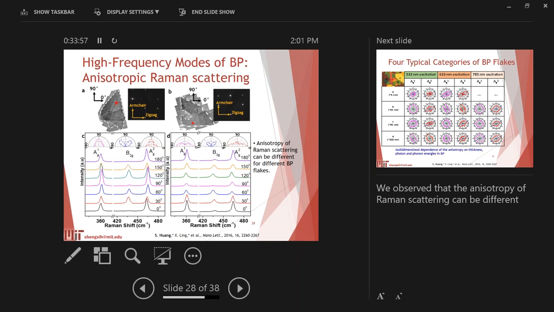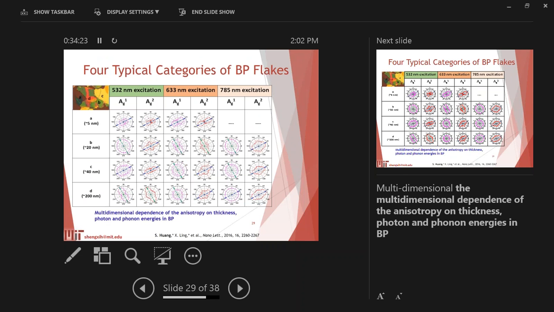However, if you look at the flake on the left, you can see that the maximum intensity for AG1 and AG2 modes are along 90 degrees. And for the flake on the right, the maximum intensity of AG1 and AG2 modes are along zigzag direction. So this is a very direct evidence to show that Raman anisotropy is intricate. So actually, we can study more flakes.